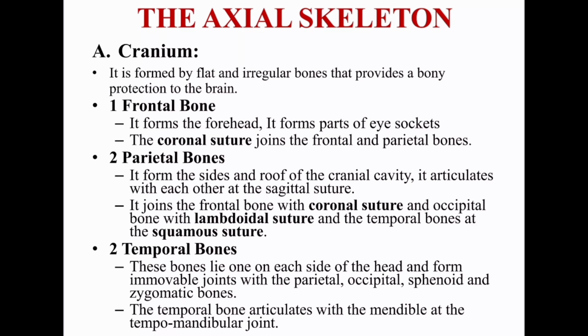The two temporal bones lie on each side of the head and form immovable joints with the parietal, occipital and sphenoid bones and the zygomatic bones. The temporal bones articulate with the mandible at the temporomandibular joints. So this is about how they join and where they are present in the head: one frontal bone, two parietal bones and two temporal bones.